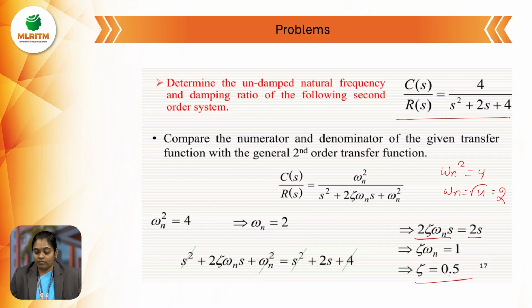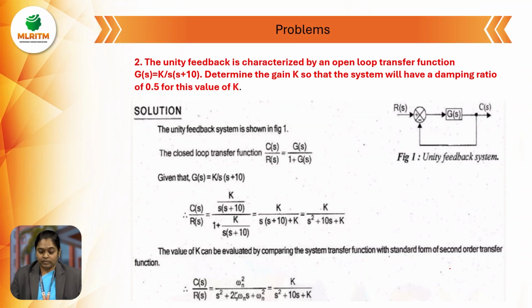So as the zeta value is less than 1, that itself indicates the given system is a second order system for the underdamped case.